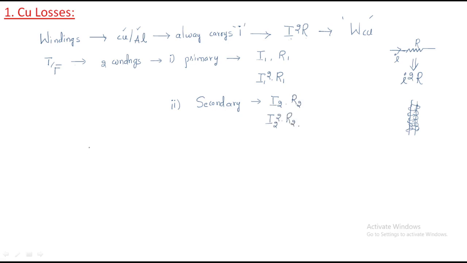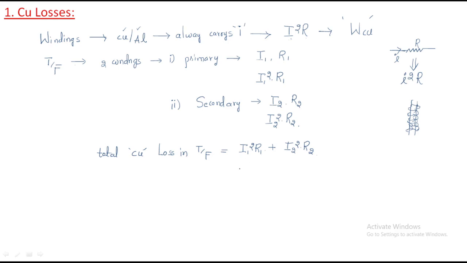Therefore, the total copper loss in the transformer can be written as the combination of primary and secondary: I1 square R1 plus I2 square R2. This is the total copper loss across any transformer.